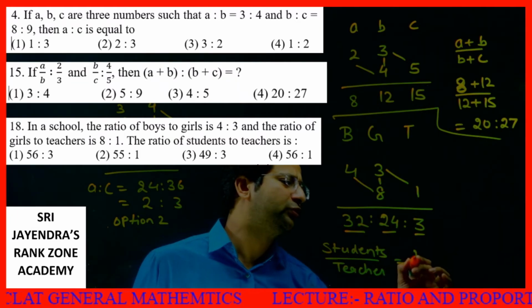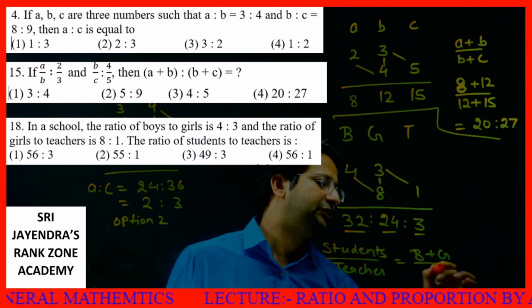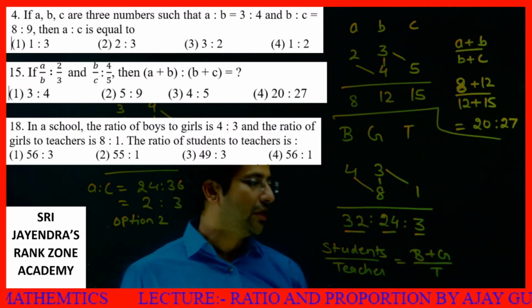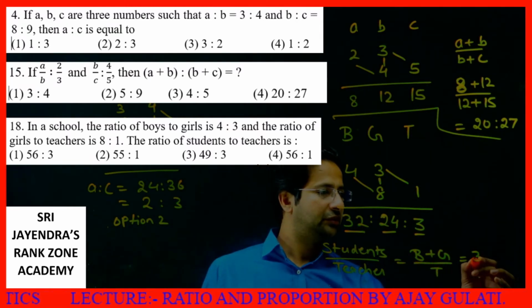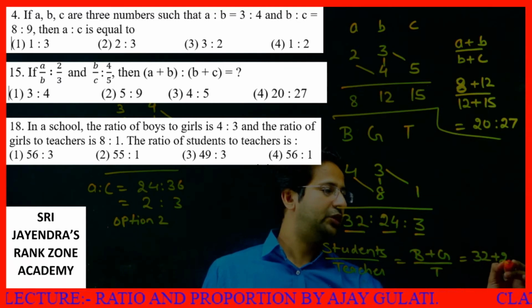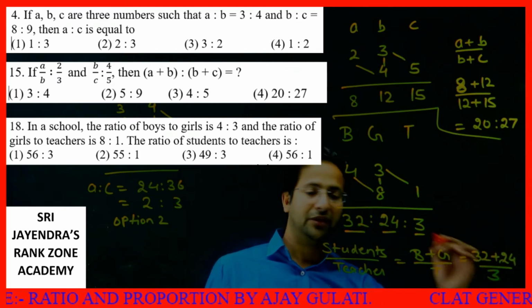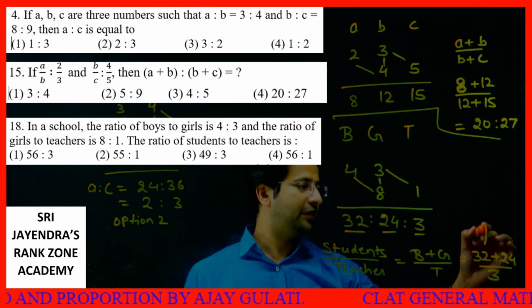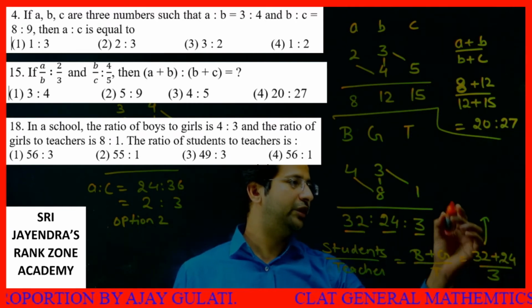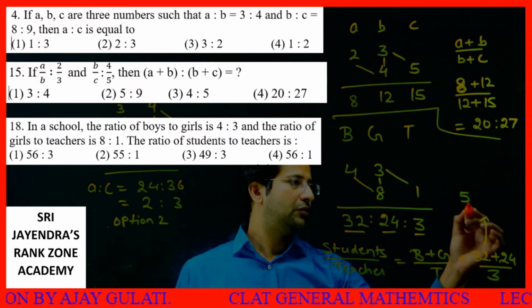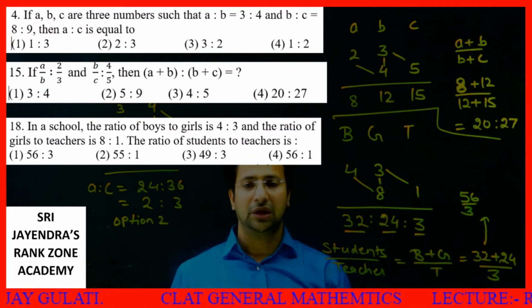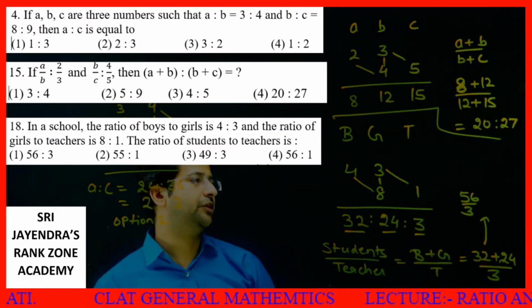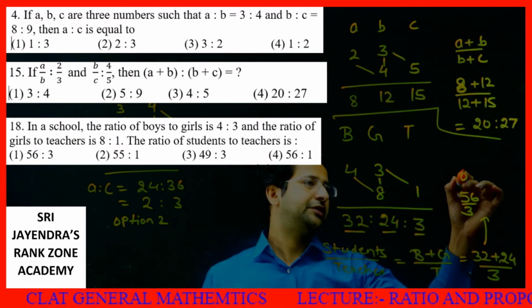Dear students, it is very easy. What is students to teachers? Boys plus girls upon teachers. How many boys are there? 32. How many girls are there? 24. How many teachers are there? 3. 32 plus 24 is 56, so 56 is to 3. Do we have some option? Yes, option number 1 is your answer.